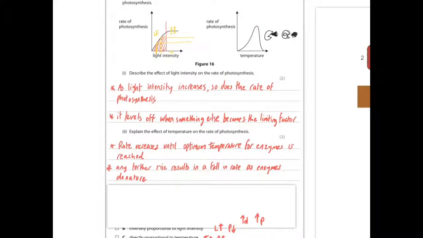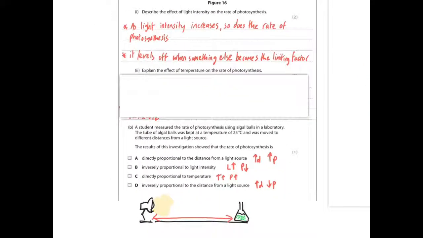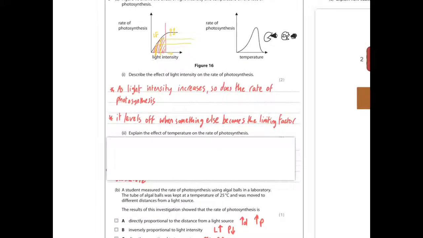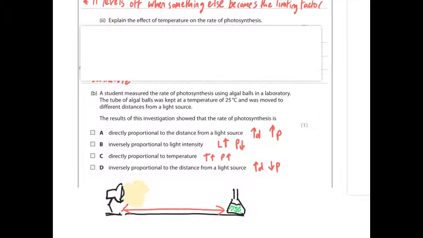Some people make the mistake and say at optimum temperature enzymes denature. Absolutely not. At optimum temperature, that's where the enzyme-catalyzed reaction occurs best and fastest, after which they start to denature. Any further rise results in a fall in rate as enzymes denature. Be aware, if you have to explain what denaturing is, you do have to talk about the active site changing shape and the substrate no longer fitting.